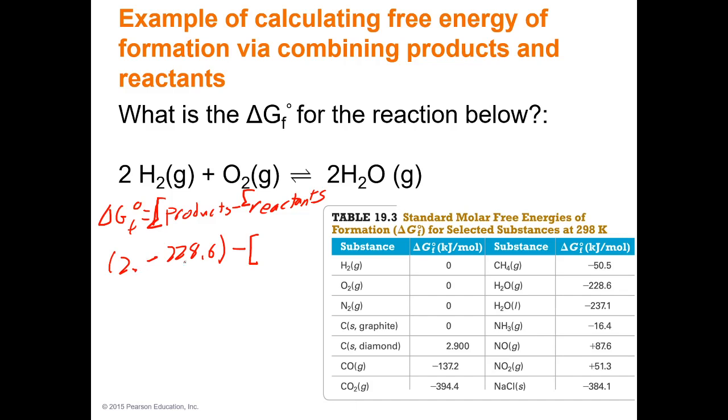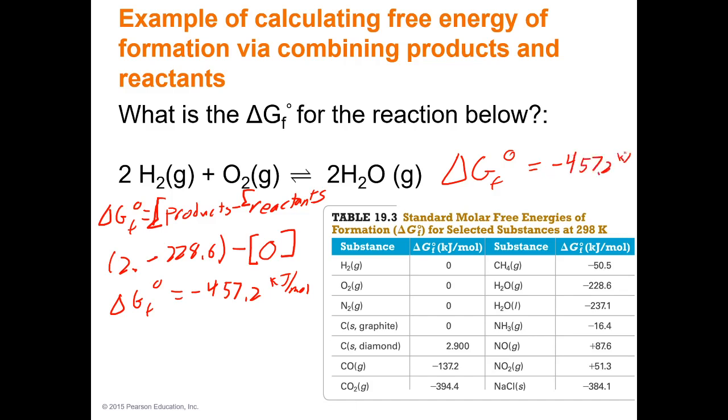So we've got 2 hydrogens, those are at 0. And we have 1 oxygen, those are at 0. So this one, 0 and 0. So we just have to do 2 times negative 228.6. Would help if I put a decimal in it. 228.6. And we're going to get that our delta G of formation is negative 457.2 kilojoules per mole. Or if you saw it written right next to this equation, we would just write delta G of formation is negative 457.2 kilojoules, and we would stop with that.